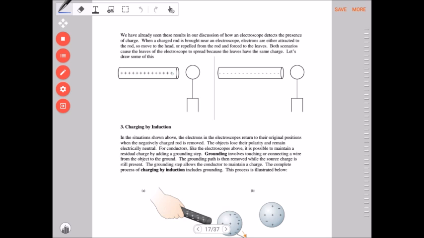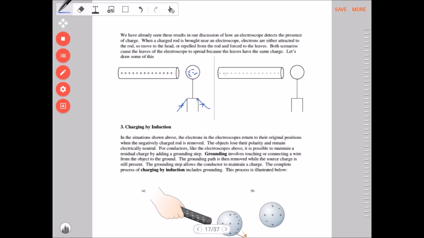So if we bring a positive rod close, all the electrons are going to get sucked up into the head, which leaves a net positive charge on the leaves, so they separate. Now again, we haven't touched yet, so this is charging by induction. We have induced a charge migration on the electroscope. Negatives migrate towards the head. Positives, remember, are stuck where they are. So we end up with a net positive charge on the leaves, so they separate.